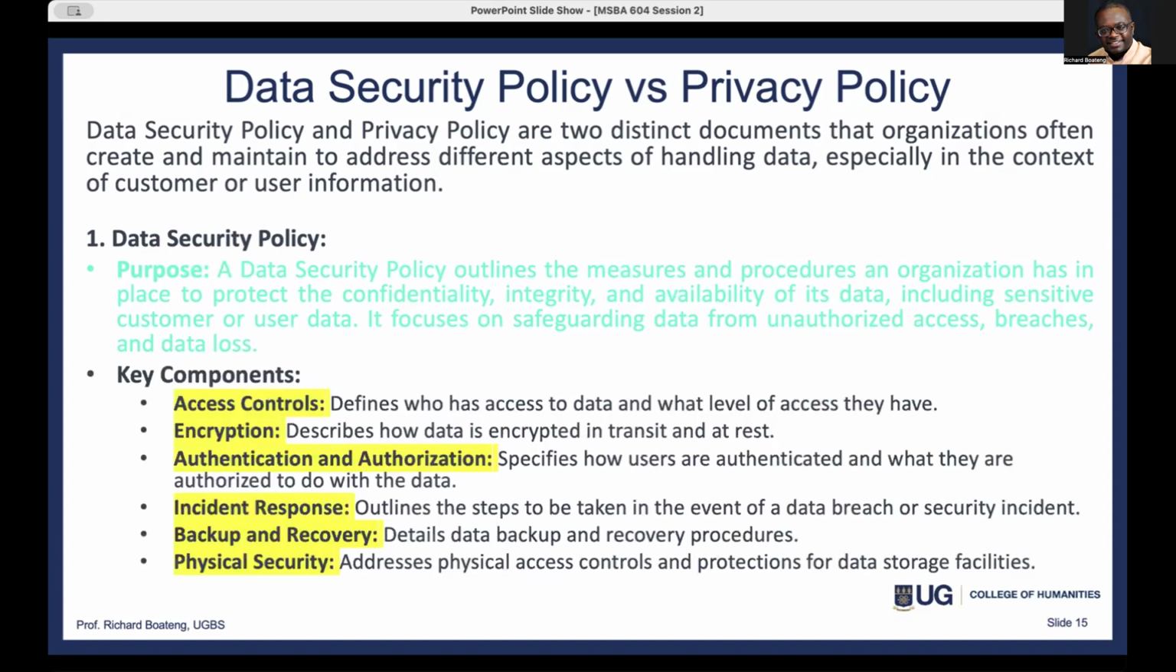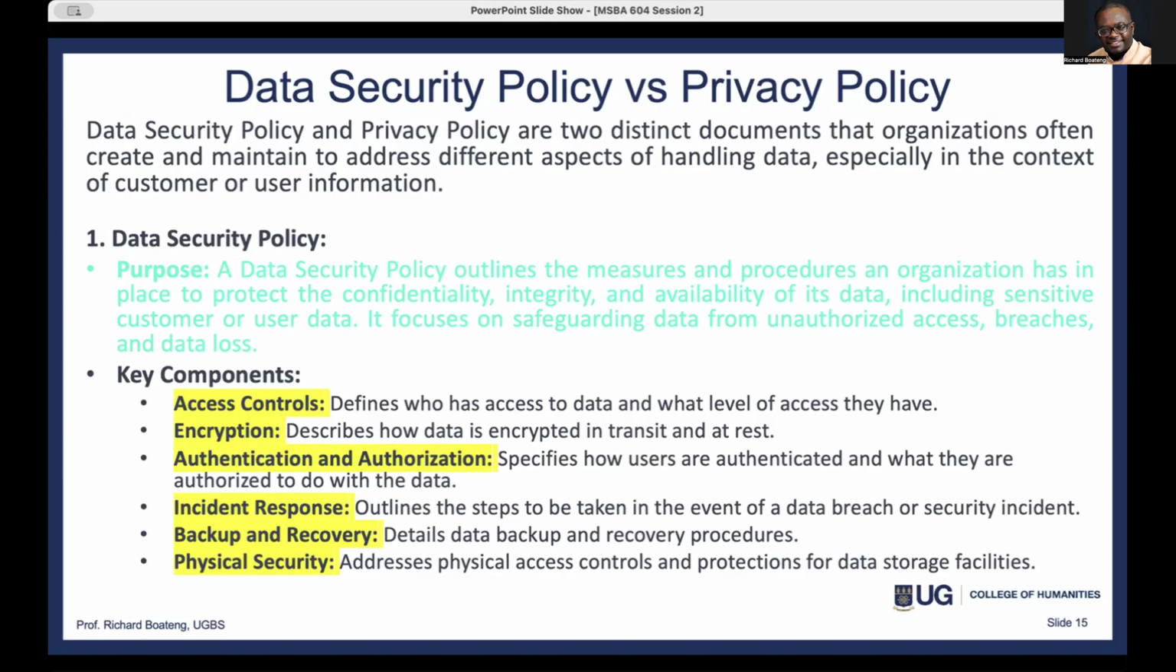Now, when you have a security policy, the components that you can see in it are who has access to the data and what level of access they have. How is the data protected in terms of encryption? How do we protect it when we are transferring, emailing or sharing the data, in transit, and how are we going to protect it when it's in storage, at rest on your computer?